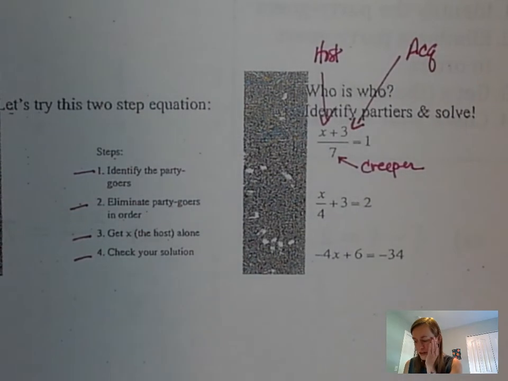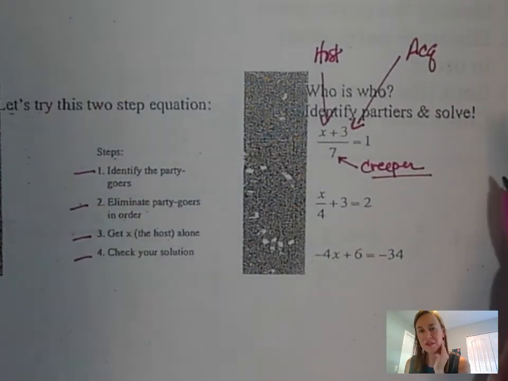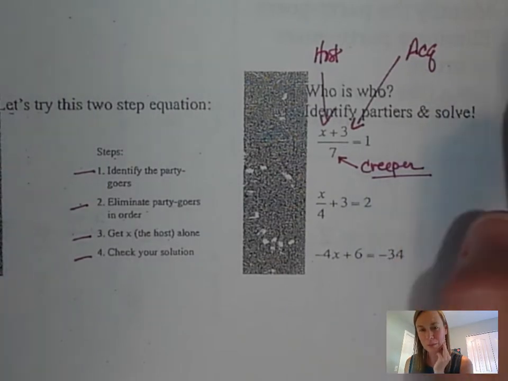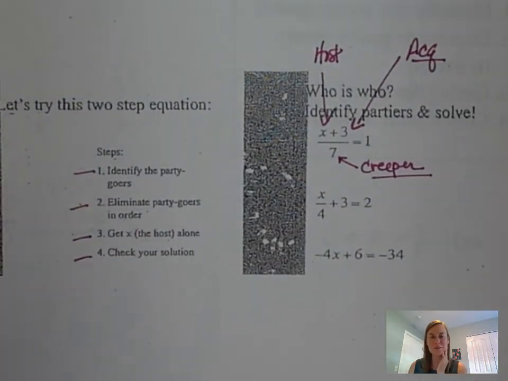Okay, so the first one you'd get rid of is the creeper. That would be the first one. And then once you've got rid of the creeper, you would get rid of the acquaintance. We're not actually going to solve this one, but that is the order you would go. I want you to look at this next problem. This is important because it's a little bit different.